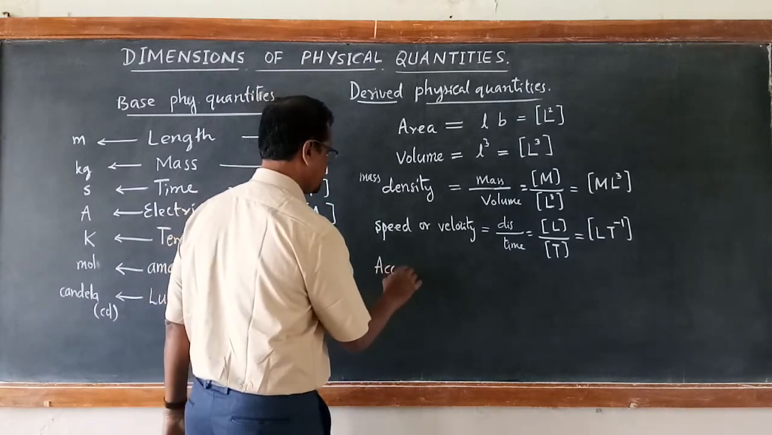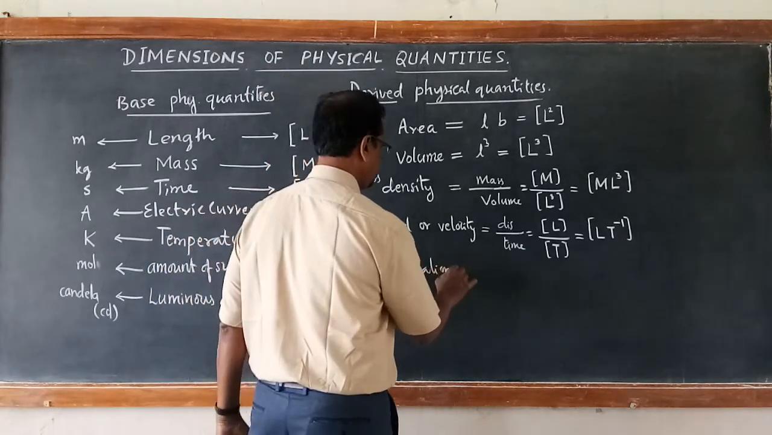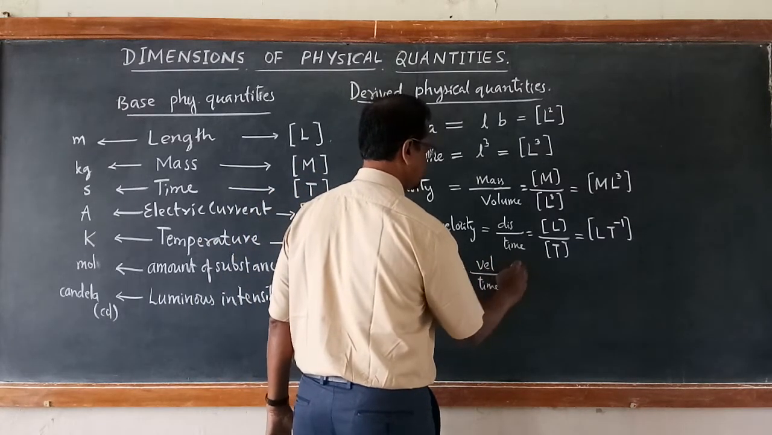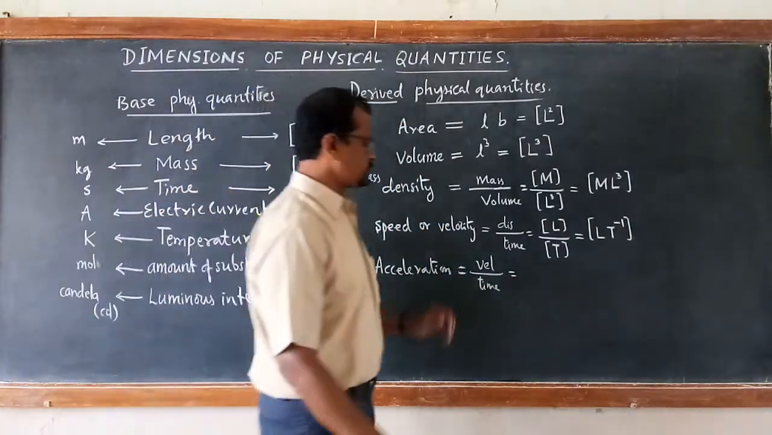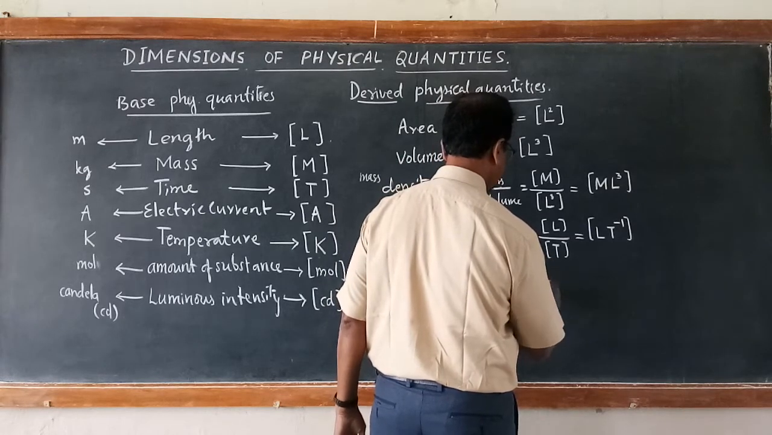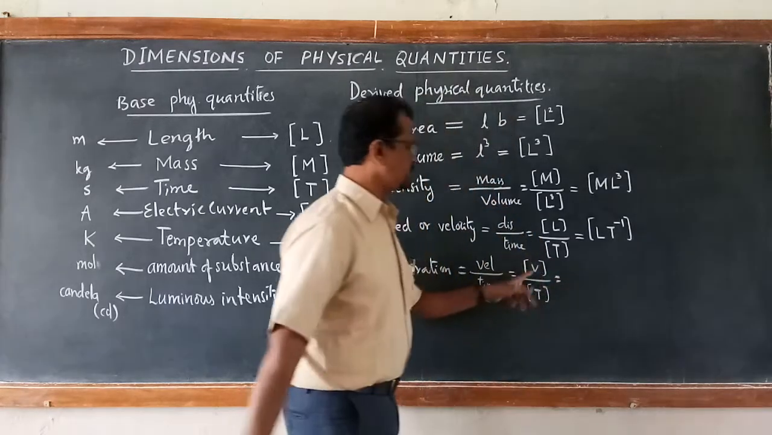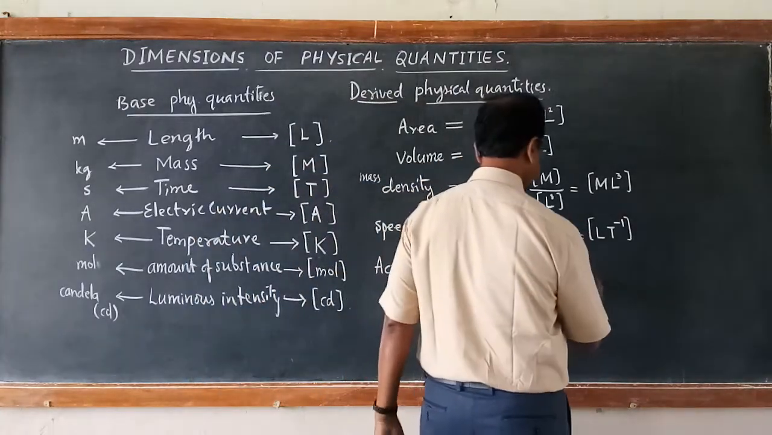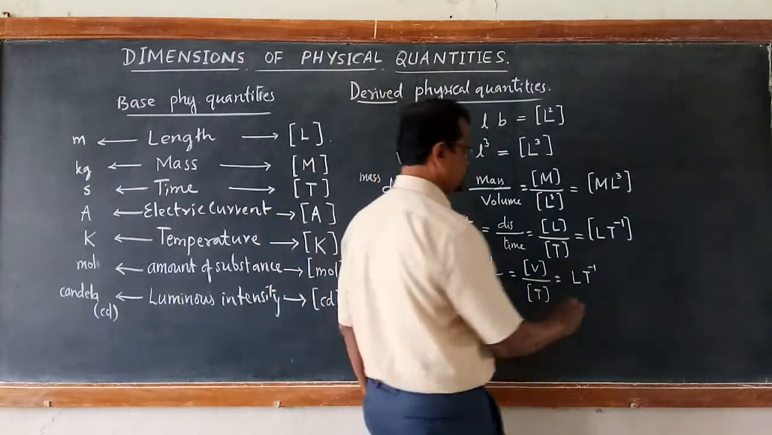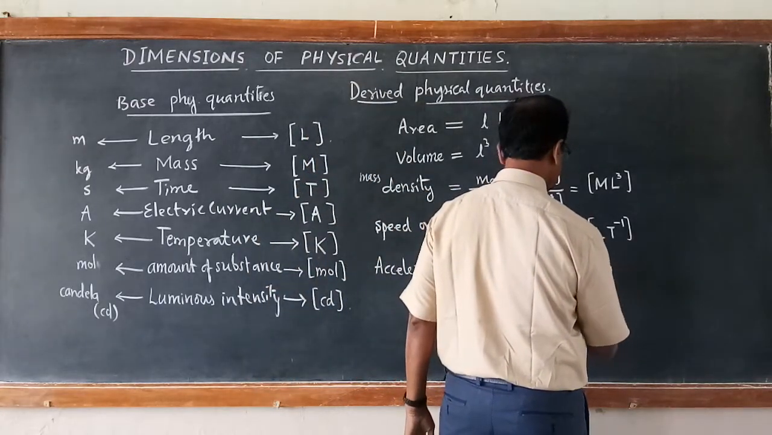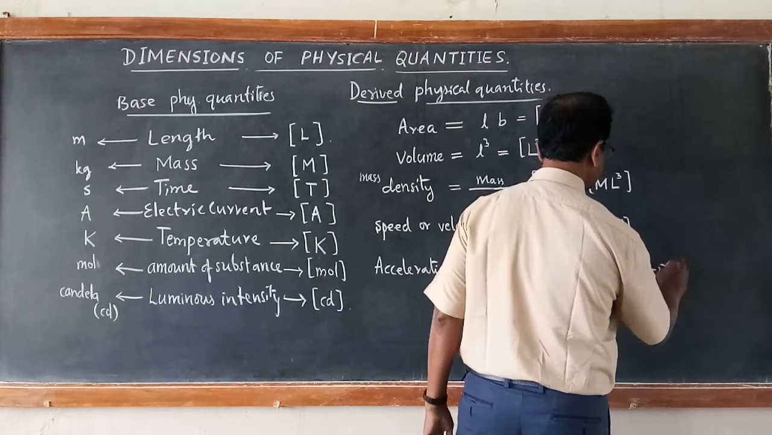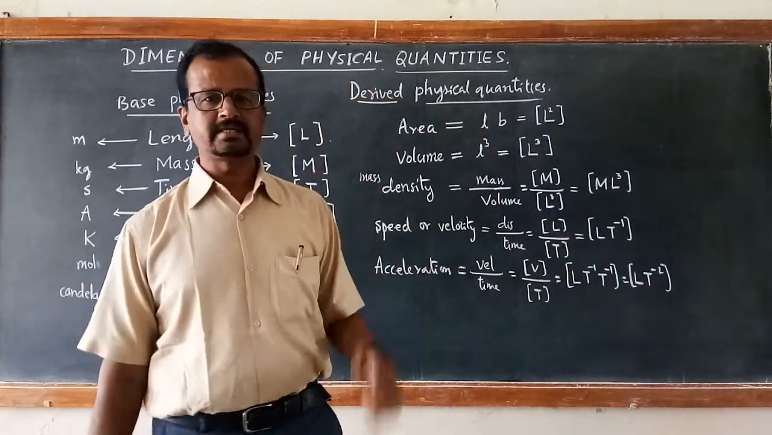Similarly, acceleration. Acceleration can be written as velocity by time. So it has the dimension of velocity divided by the dimension of time. Velocity dimension, just now we got L T raised to minus 1, and take this T to the numerator, it becomes T raised to minus 1. So the total dimension of acceleration becomes L T raised to minus 2, so that its SI unit becomes meter per second square.